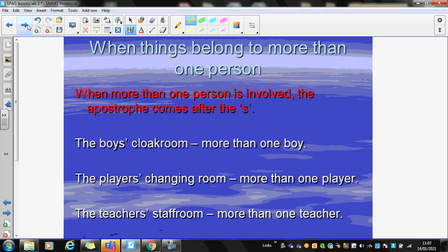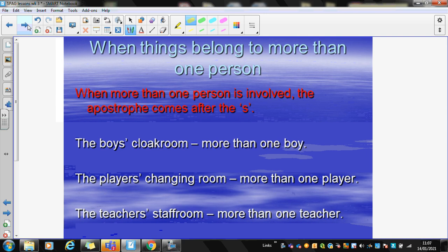So, when something belongs to more than one person, the apostrophe goes after the S. Now again, if you use the way I'm helping you here, it won't be too tricky. So the cloakroom belongs to the boys, so the apostrophe goes after boys.